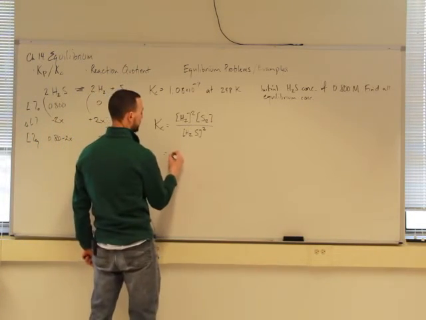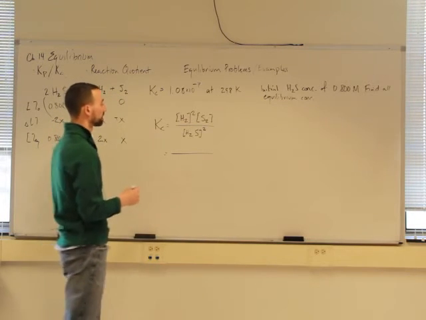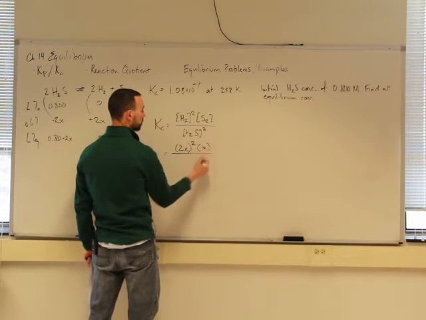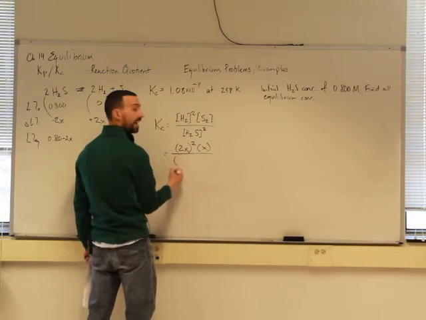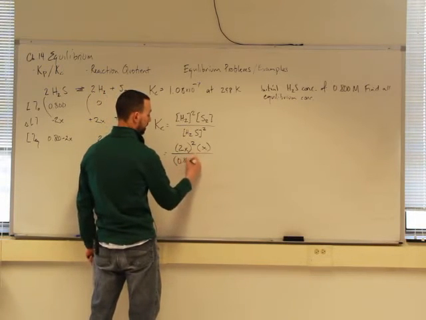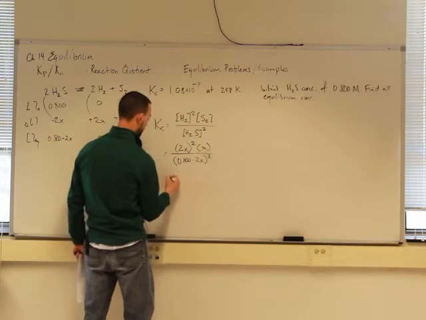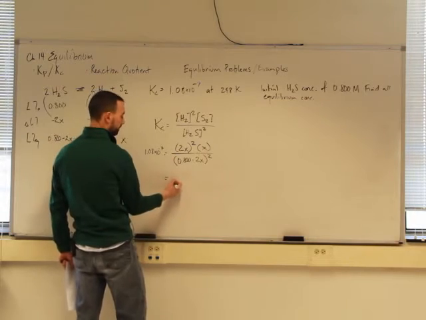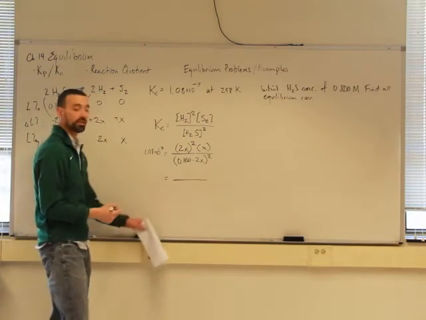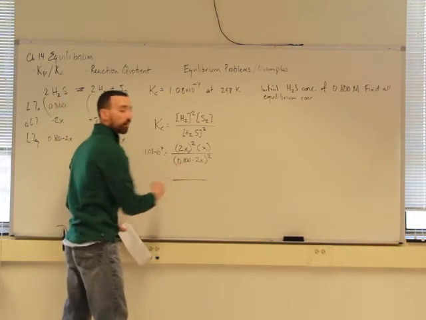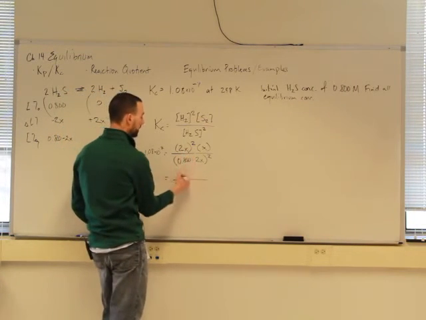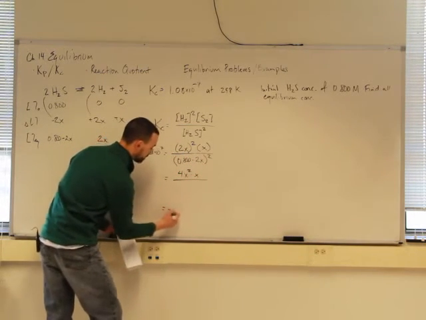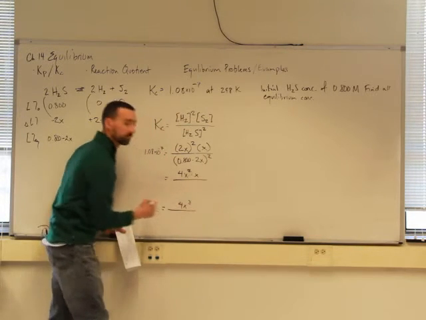That is what is going to make this problem start to look a little bit ugly though, because hydrogen is 2x and then it needs to be squared. Sulfur is x as its concentration, and hydrogen sulfide is 0.8 minus 2x, squared. All this equals 1.08 times 10 to the negative 7. Now, I've got some simplifying to do, just like last time before I got into the quadratic formula. This numerator would become 4x squared times x, which ultimately will become 4x cubed.